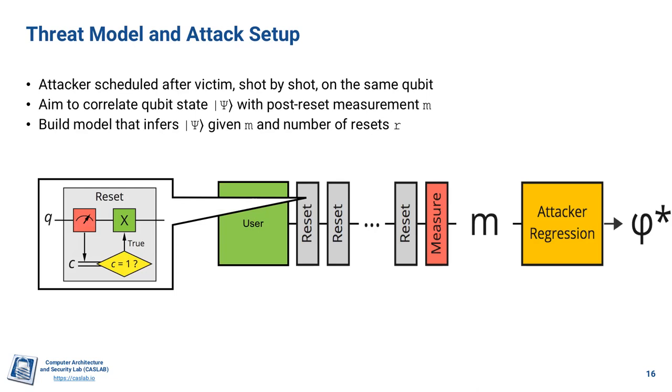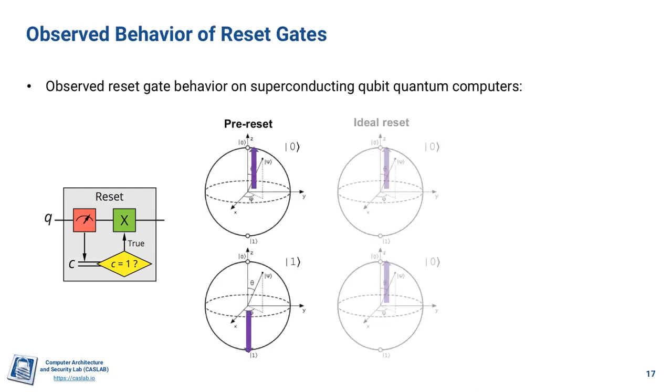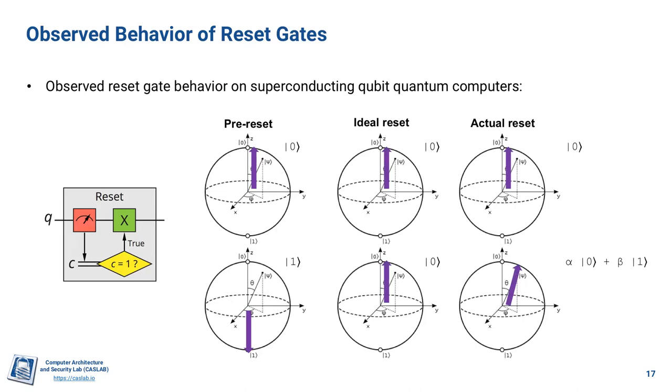Maybe another feature of quantum computing is that since you have to run the same circuit many times, you have more opportunities for the attacker to perform a measurement. That's a great question. So just to visualize, if before the reset you have zero and one state, then ideal reset sets everything to zero, and then in practice it actually is a little bit off, which leads to the potential information leakage.